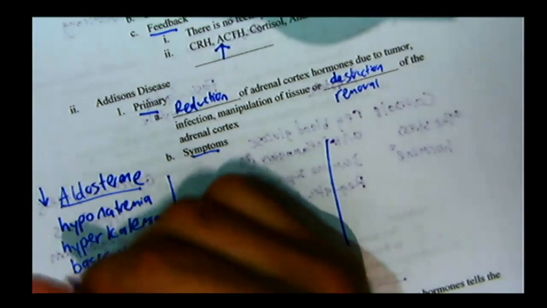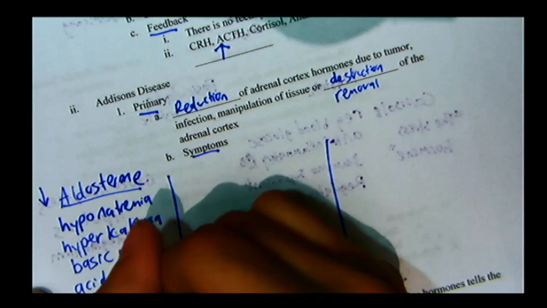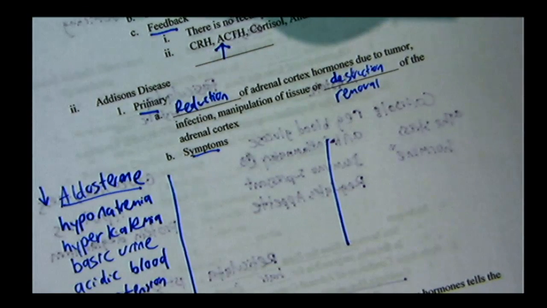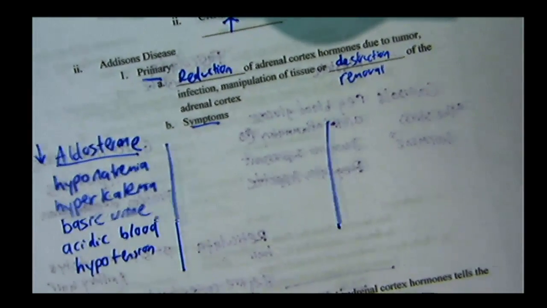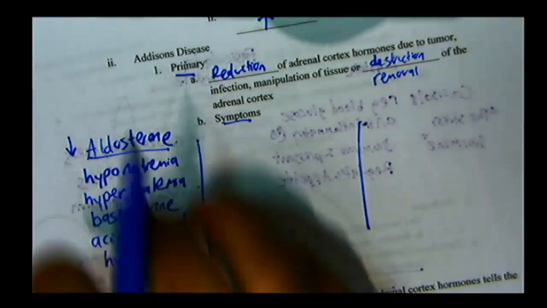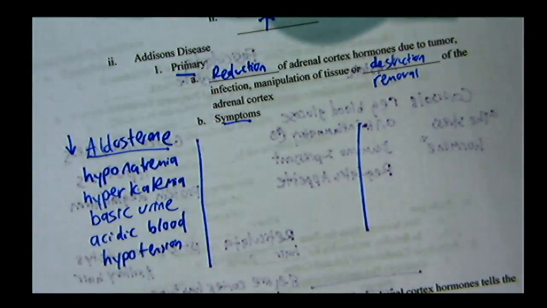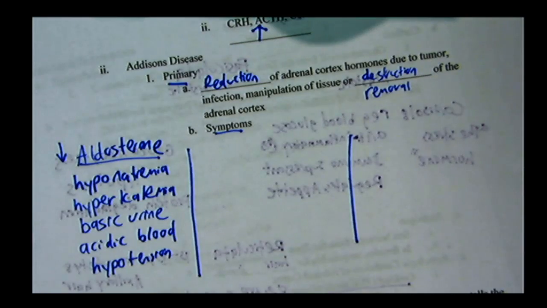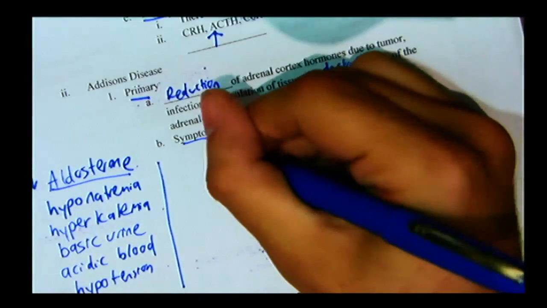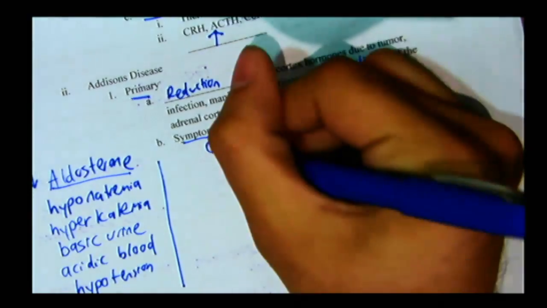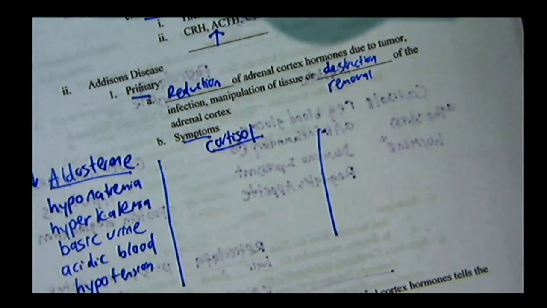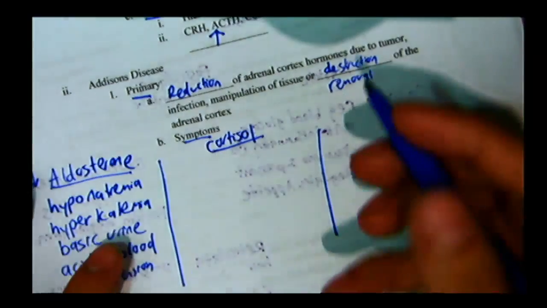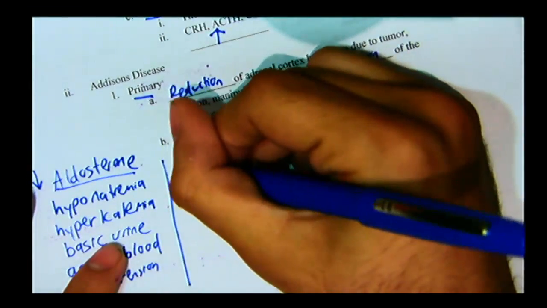So now we're at cortisol. So will you see hyper or hypoglycemia? You'll see hypoglycemia. Will you see weight gain or weight loss? You'll see weight loss. What else will you see? So you'll see hypotension. Awesome. Because you're not increasing systolic and diastolic volume.